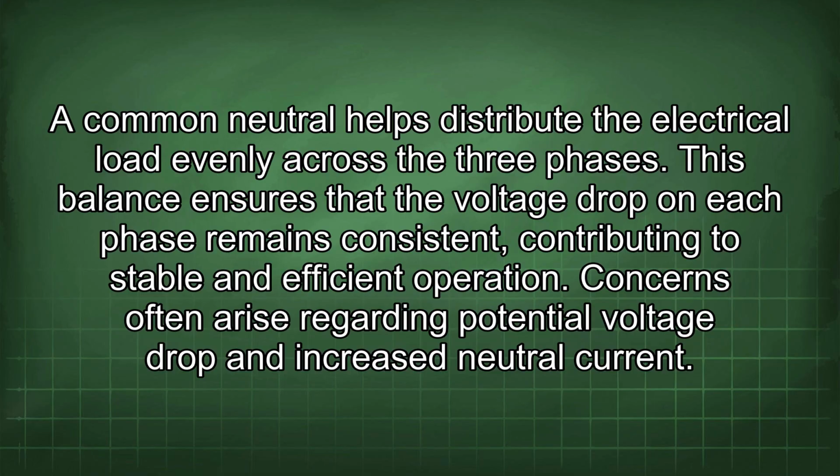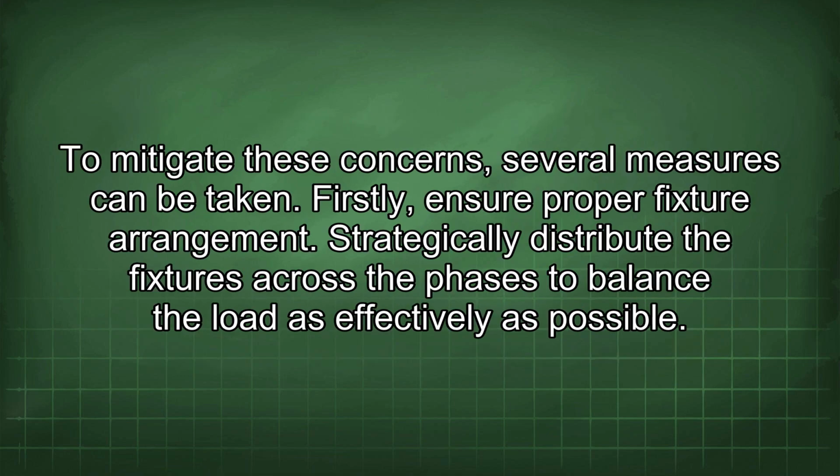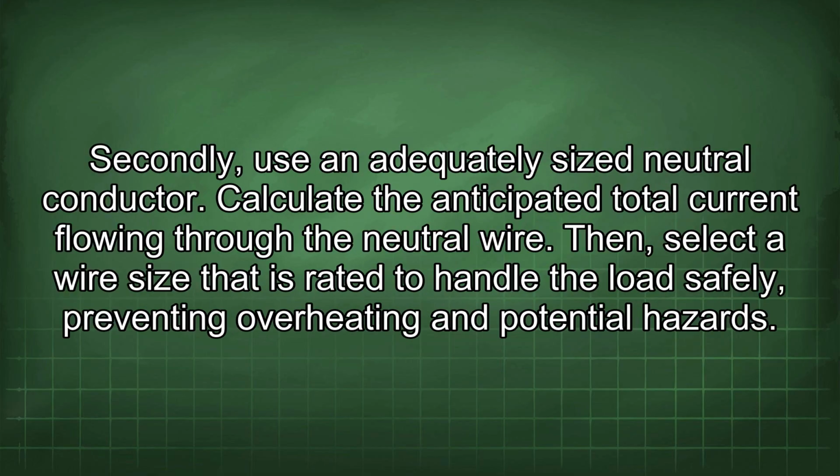Electrical load balancing is another key advantage. A common neutral helps distribute the electrical load evenly across the three phases. This balance ensures that the voltage drop on each phase remains consistent, contributing to stable and efficient operation. Concerns often arise regarding potential voltage drop and increased neutral current. To mitigate these concerns, several measures can be taken. Firstly, ensure proper fixture arrangement. Strategically distribute the fixtures across the phases to balance the load as effectively as possible.